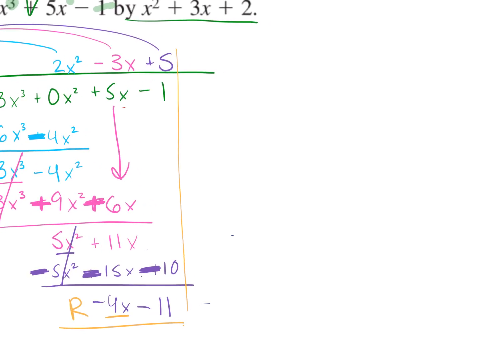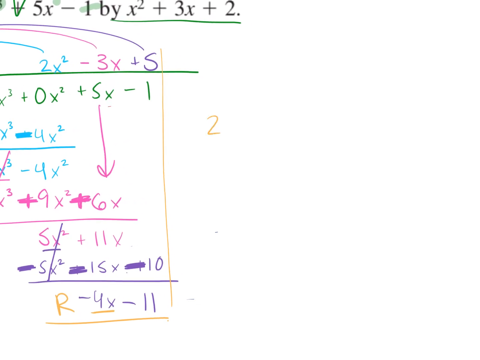So our remainder here, let's write the quotient part. So that would be 2x squared minus 3x plus 5, the part up top. Our quotient here, since it's 2 numbers, we have to consider how we write it. So you can write plus. Up top, we have negative 4x minus 11 over our divisor, which is x squared plus 3x plus 2.